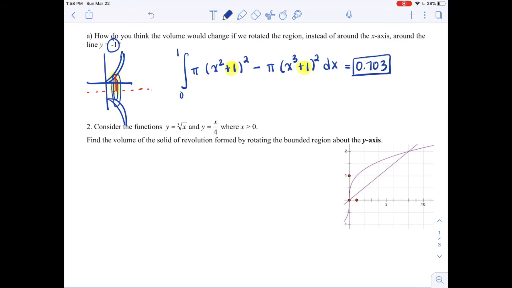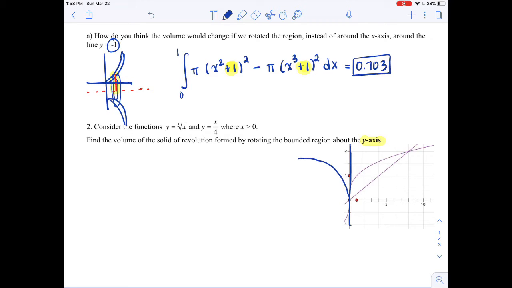Okay, so let's take a look at one where we go around the y-axis, because we haven't really done one like that just yet. It says, consider the functions y equals cube root of x and y equals x over 4, where x is greater than 0, as you can see in the diagram to the right. Find the volume of the solid as it's revolved around the y-axis. So the same idea I've mentioned before applies.